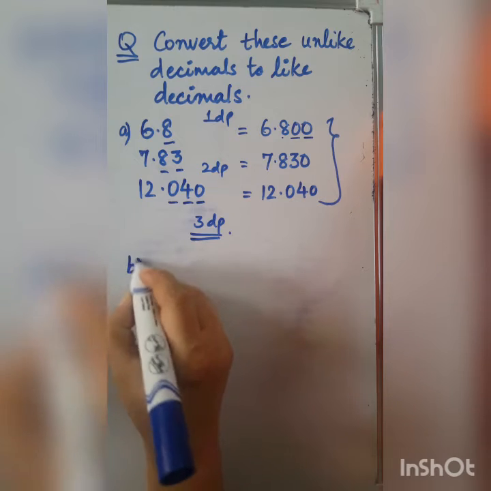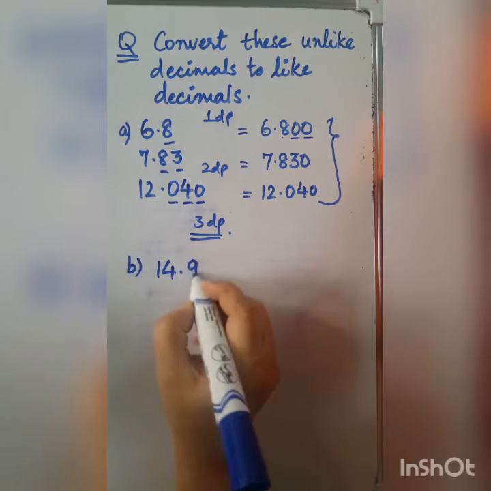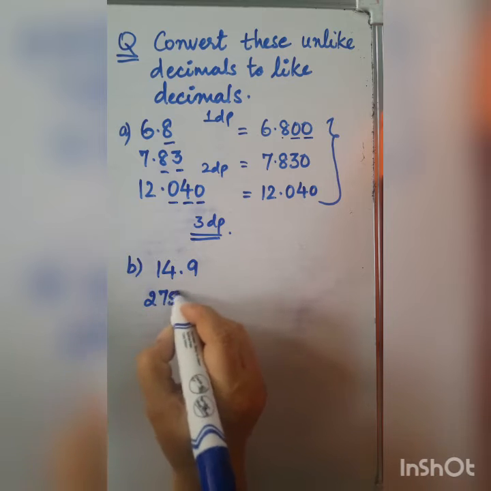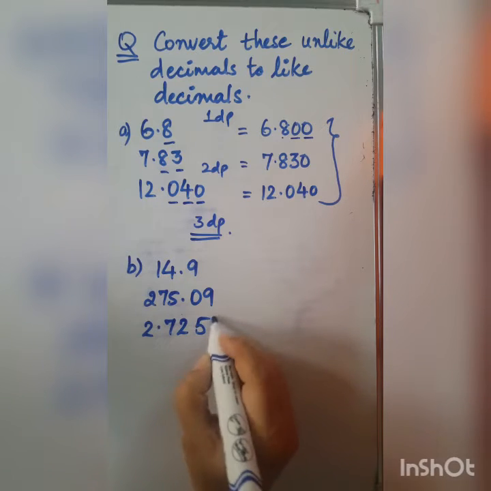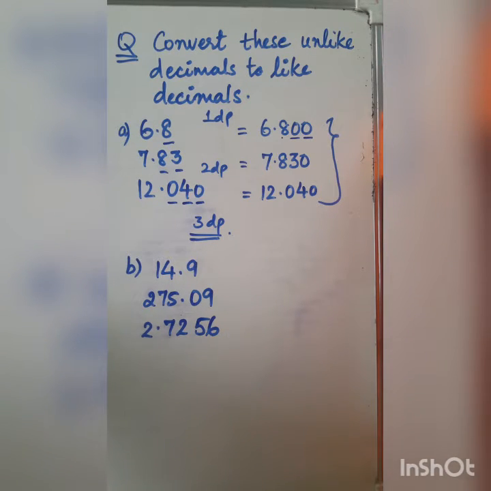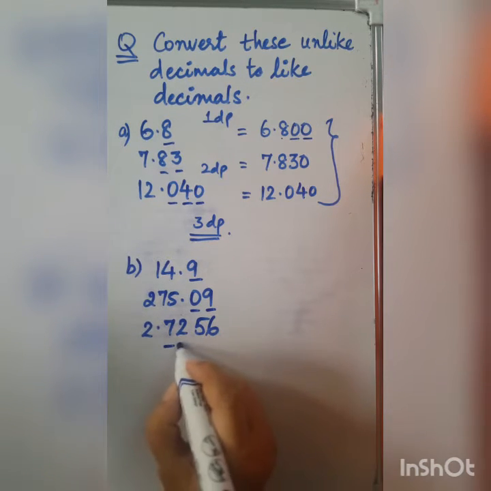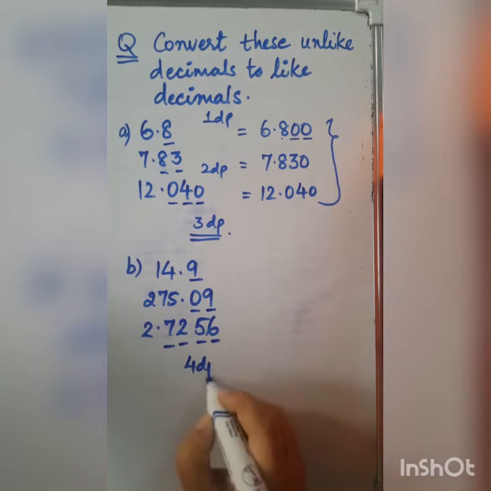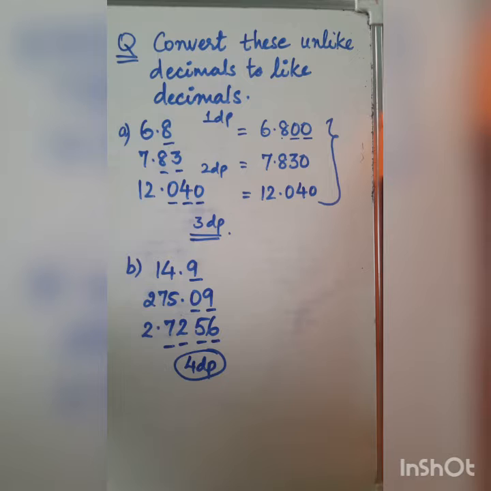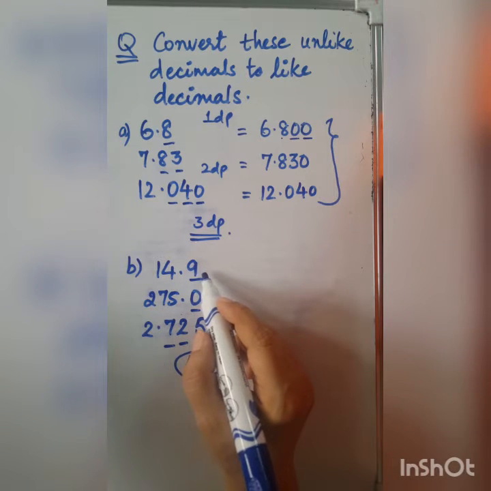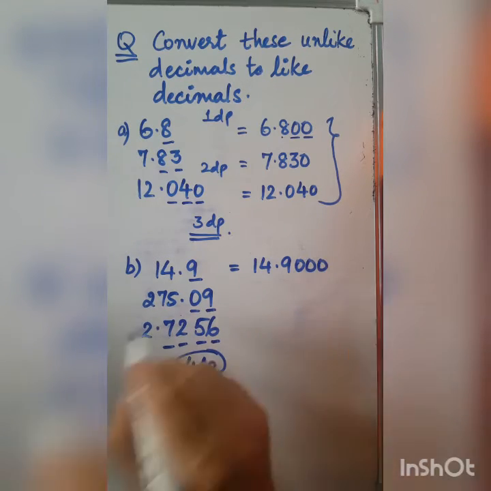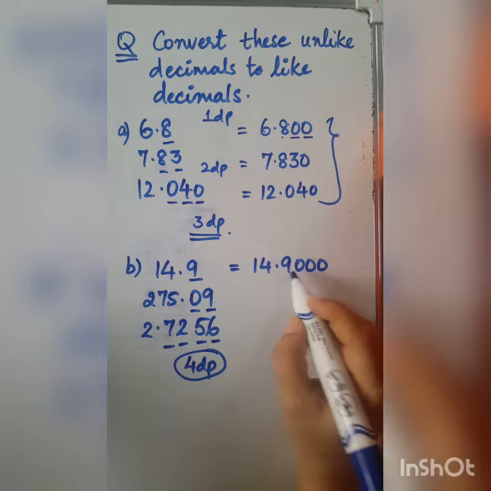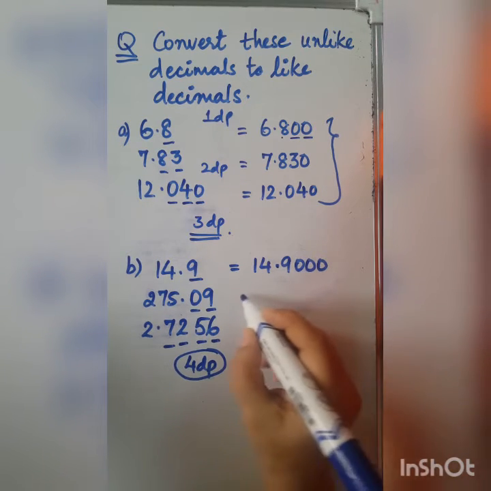Let us take one more example. Suppose I have to convert 14.9, 275.09 and 2.7256 to like decimals. These are unlike decimals. Here there is 1 decimal place, here there are 2 decimal places, and there are 4 decimal places. So we see that the maximum number of decimal places is 4. So we will change the 1 decimal place to 4 decimal places by placing the number of zeros to the right of the 9. So here 3 zeros will complete my decimal place to 4 decimal places.